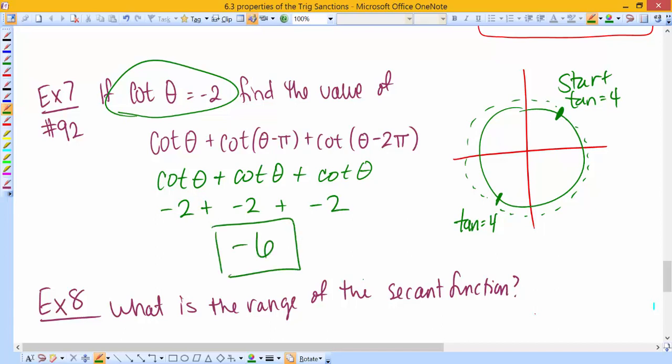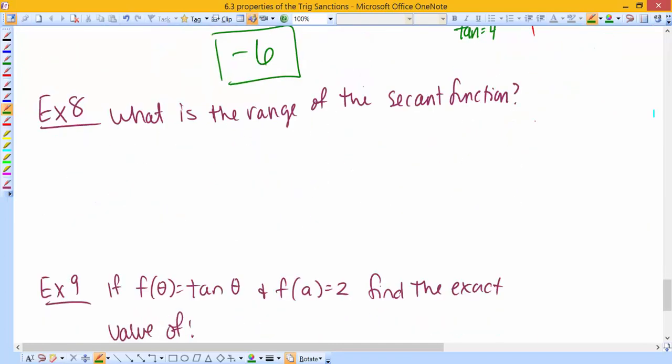For sine and cosine, it must be 2 pi. If it becomes a pi, if this were to say cosine of theta minus pi, your signs actually change. So here, instead of plugging in a -2, it would become a +2. So your signs will change with sine and cosine. But tangent and cotangent, they're going to stay the same.